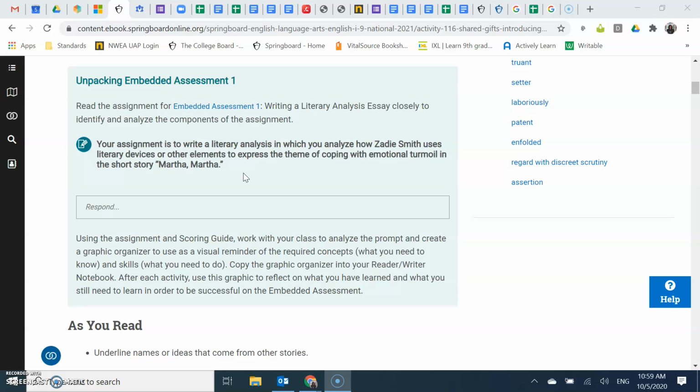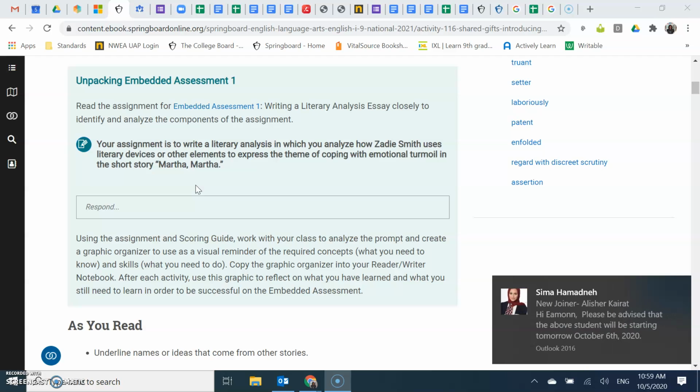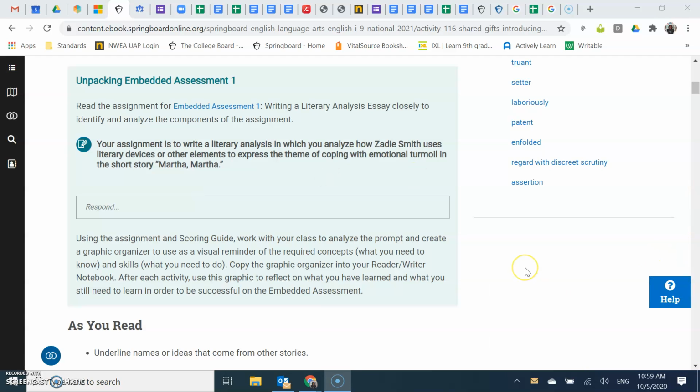You're going to be reading a story, which happens to be Martha, Martha. You're going to read that story, and you're going to come up with a theme, and you're going to give evidence from the text that supports what you say the theme is. So using the assessment and scoring guide, you're going to analyze the prompt and create a graphic organizer to use as a visual reminder of the required concepts. So what do you need to know and what skills do you need to know?